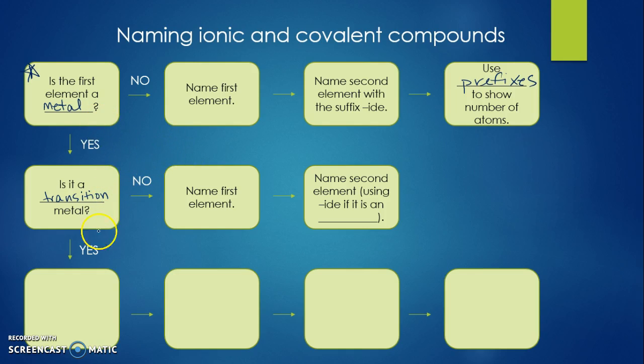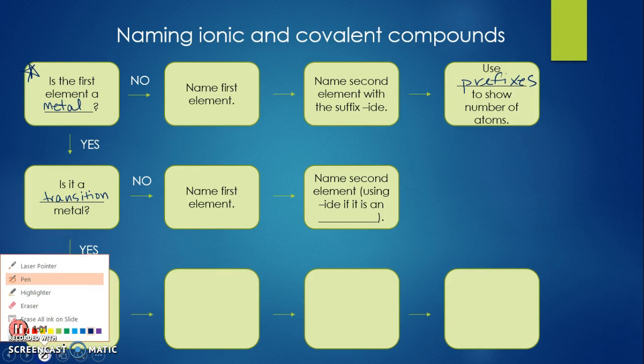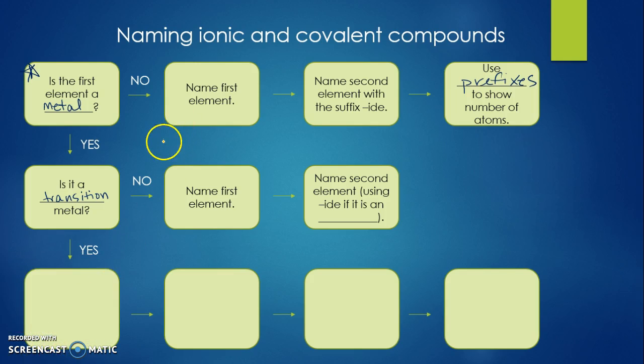So is the first element a metal? Yes. Let's say that we're going to do CaCl2. Is the first element a metal? Yes, it is. Is it a transition metal? If you looked at your periodic table, you'd see it's in group 2. The answer is no, it's not a transition metal. It's in group 1 or group 2. So we name the first element. That's simple, calcium.